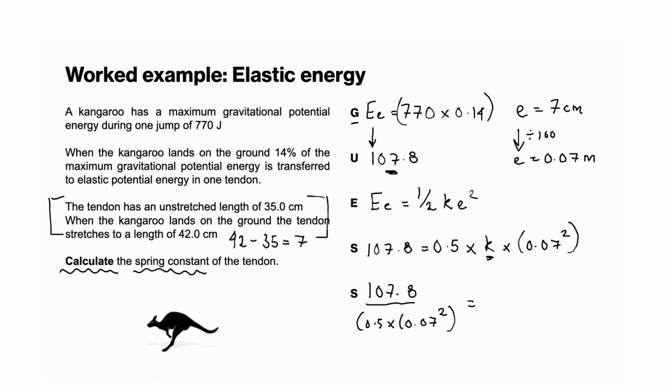107.8 divided by 0.5 times brackets 0.07 squared, close the brackets. I get an answer of 44,000 and the unit is newtons per metre.